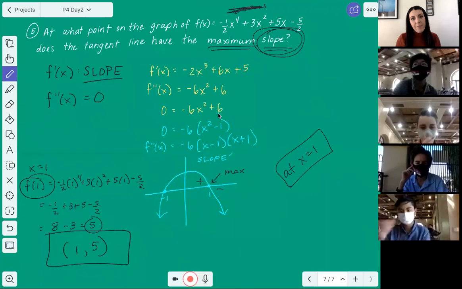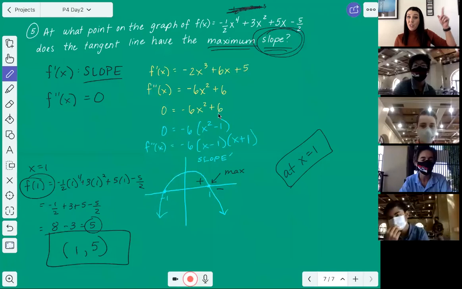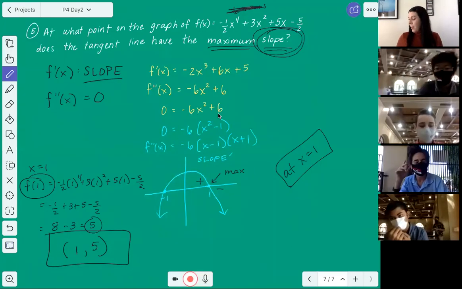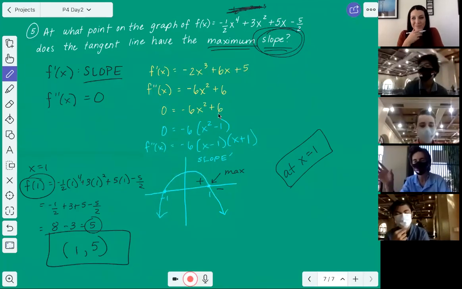Why would it be 5? That's the value. That's the y value of the... Oh no, sorry. That's the original output on the original equation. Sorry, right? The y value of the derivatives of the slope. Correct.